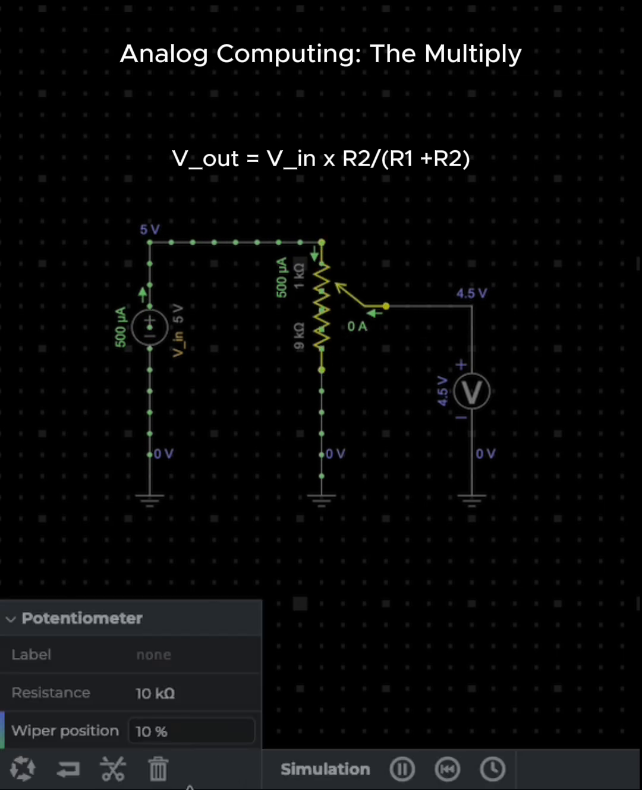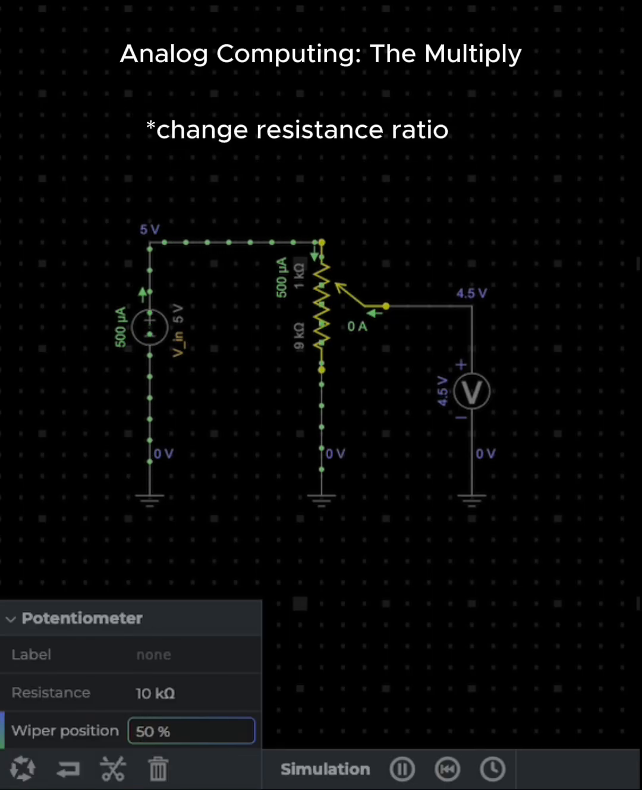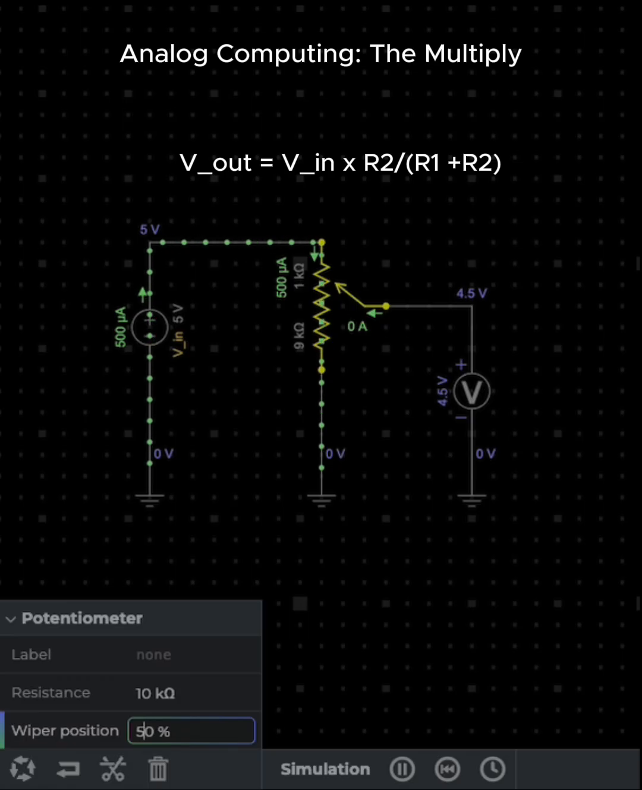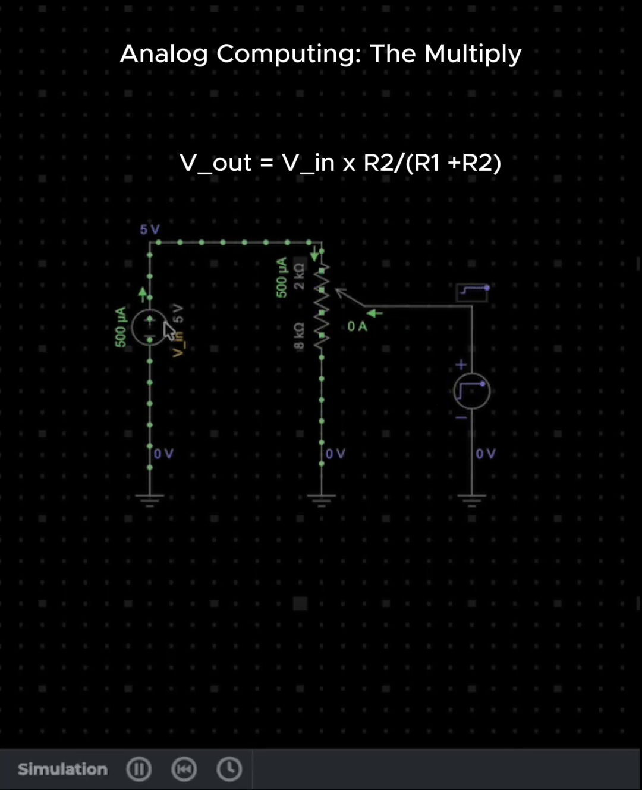And if I change the voltage here, let's make it 50. Now R1 and R2 are the same, so the ratio will be half, and we should get V out as exactly half of V in, and that is 2.5 volt. Now let's make it 20 here, and try to change the V in. Yeah, it's 5 volt here. The R2 is 8K, and we have this 4 volt.